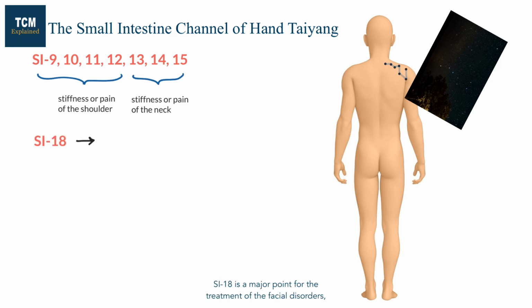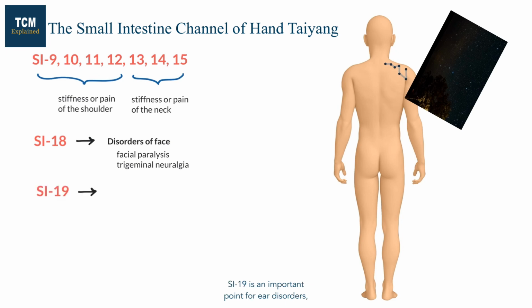SI18 is a major point for the treatment of the facial disorders such as facial paralysis and trigeminal neuralgia. SI19 is an important point for ear disorders such as tinnitus, deafness, and ear discharge.